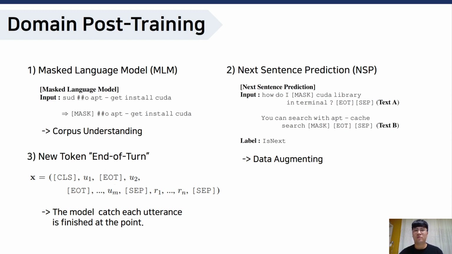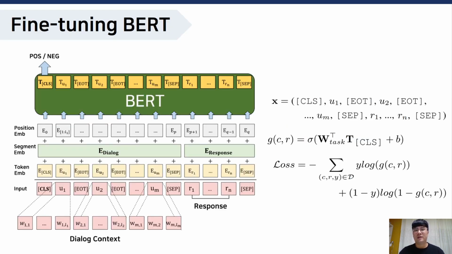To fine-tune BERT for response selection, a point-wise approach is used to learn a cross-encoder that receives both dialog context and response simultaneously. Each utterance U_T and response R_T are composed of multiple word tokens, including a special end-of-turn token, EOT, at the end of each utterance.